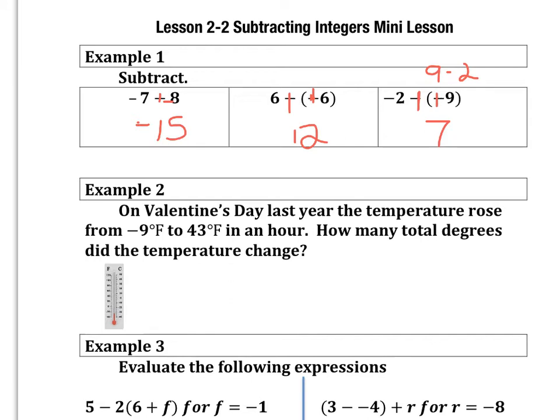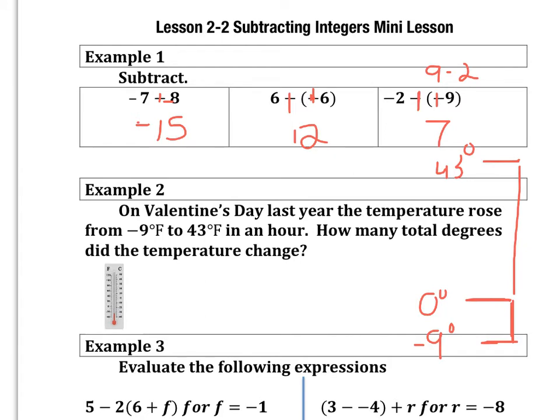It's a vertical number line. So I want you to think about something. On a thermometer, if we have 0 degrees Fahrenheit right here, and we know that the temperature started the day down here, which was -9 degrees, and it goes all the way up here, we'll say, to 43 degrees Fahrenheit. So I want you to really think about this scenario.